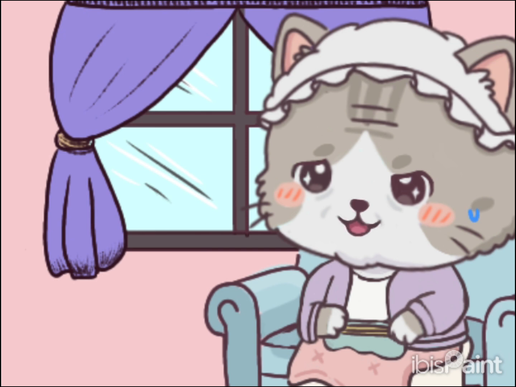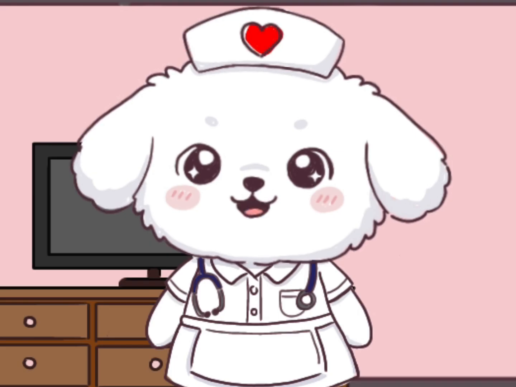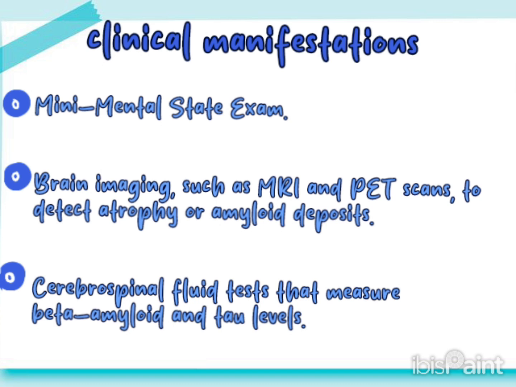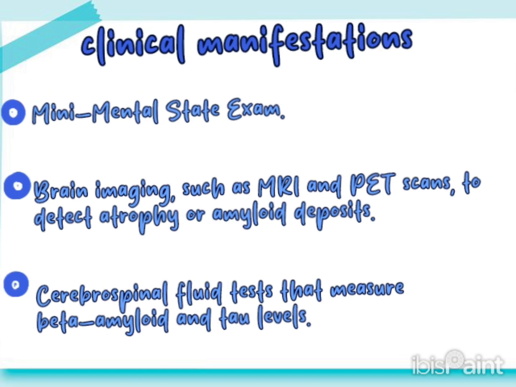And how do you know I have Alzheimer's? Maybe I'm just forgetful. Everyone forgets things. That's true. That's why this diagnosis is careful. Doctors use several methods: cognitive tests like the mini mental state exam, brain imaging, such as an MRI and PET scans, to detect atrophy and amyloid deposits, and cerebrospinal fluid tests to measure beta amyloid and tau levels.